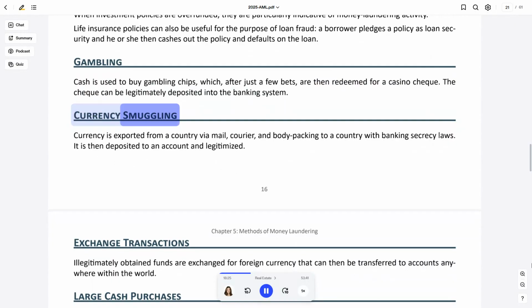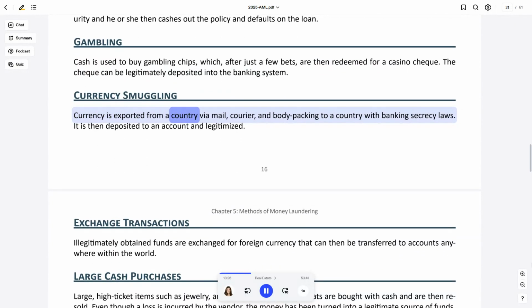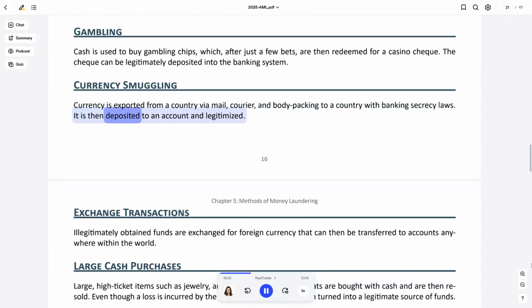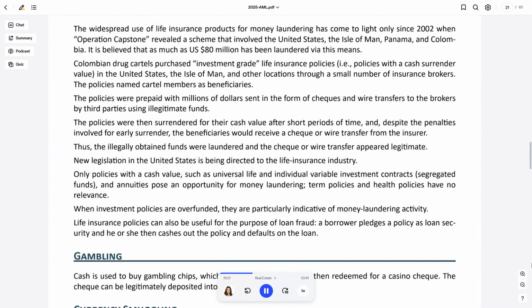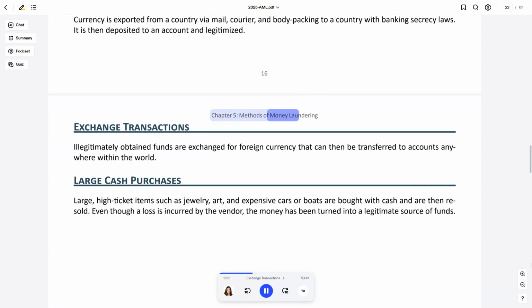Currency smuggling. Currency is exported from a country via mail, courier, and body packing to a country with banking secrecy laws. It is then deposited to an account and legitimized. Chapter 5. Methods of money laundering.